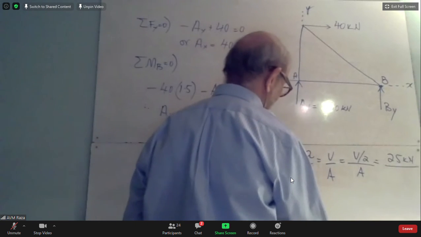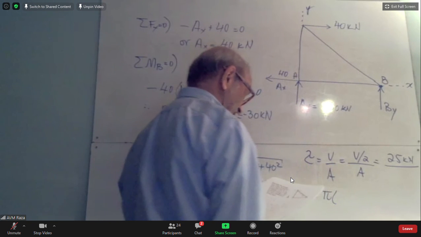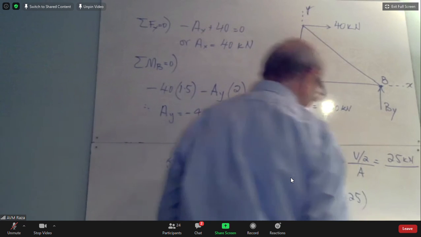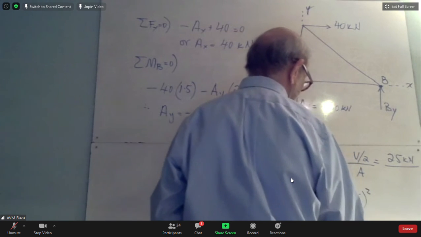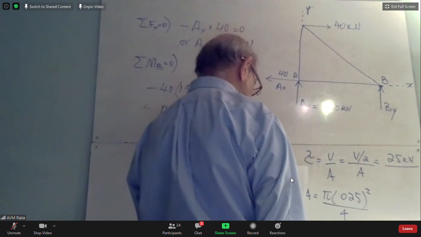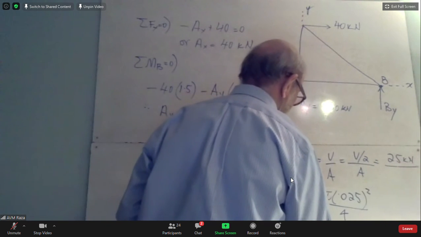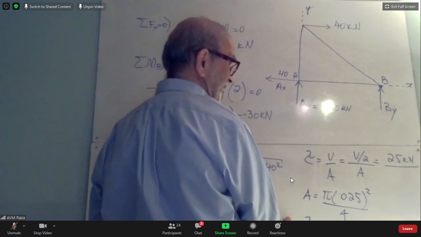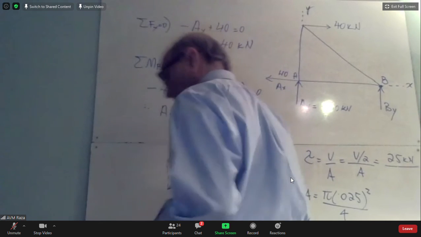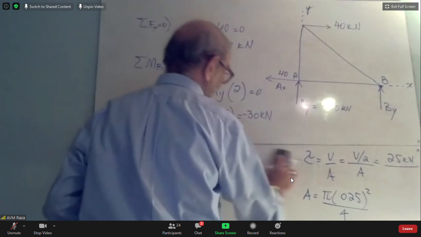Let me just do it here. Area will be pi into d square, and d is 0.025, whole square divided by 4. I haven't calculated it separately, but now I can put this value there and I'll find tau. Can you see the last line that I'm writing, or is it not visible on your screen? So let me go up. I suspected that much. Let me come back here.